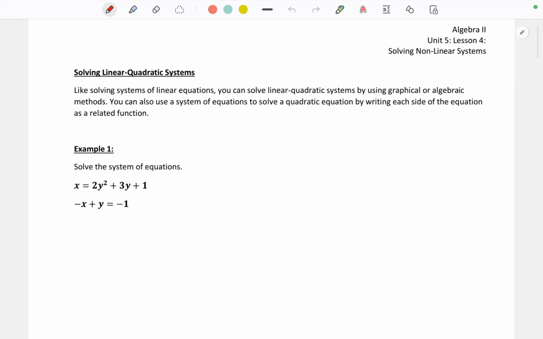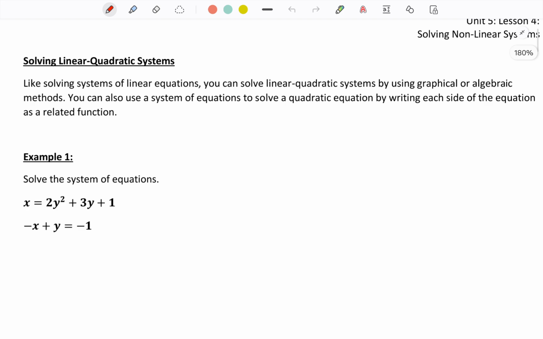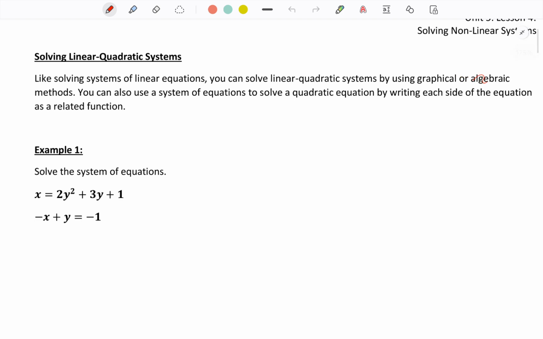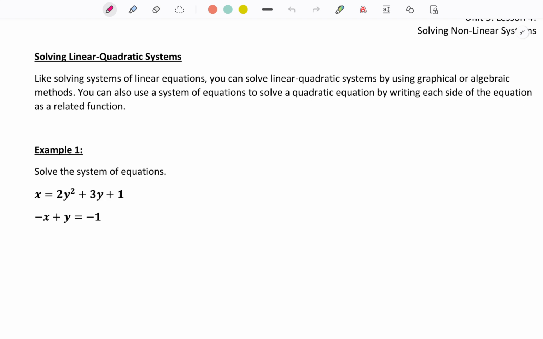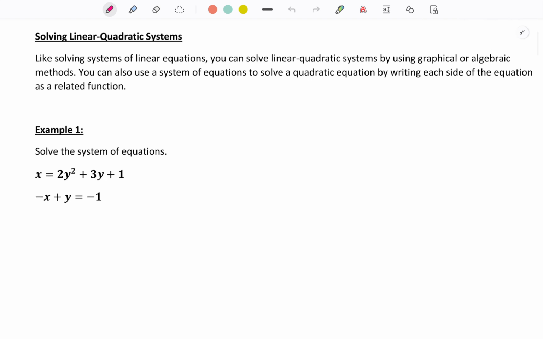So for this lesson, we are going to be leaning quite a bit on Desmos because we are going to be solving nonlinear systems of equations. So we're going to start out with equations of a line and a quadratic. You can solve these graphically or algebraically. We're actually going to start out with those algebraic methods just to get them out of the way, so then we can jump into using Desmos with the more complicated equations.